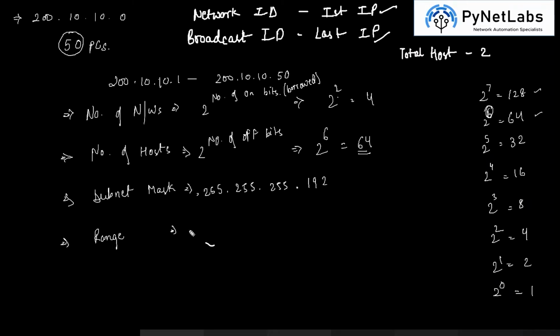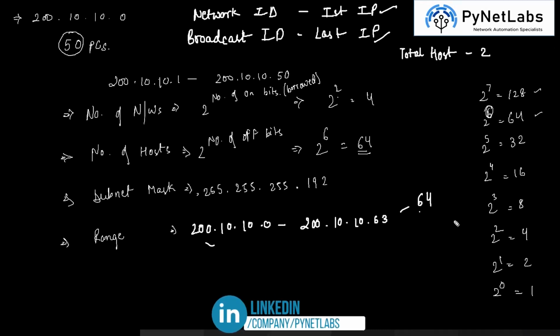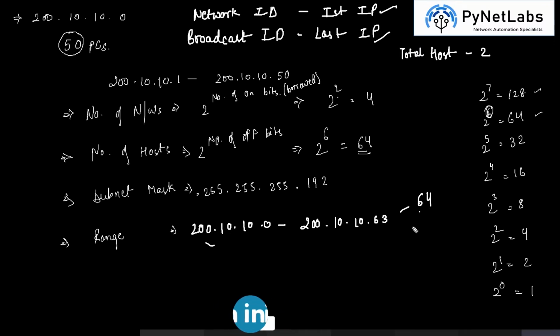Perfect. So the very first IP for the range would be 200.10.10.0, which will be the network ID for the range, and the last will be 200.10.10.63. Now this range covers 64 hosts, but only 62 IPs can be used out of these. It is 2 to the power of n, subtract 2 from it. Only 62, so I hope this is clear now. Only 62 IPs can be used out of this range.